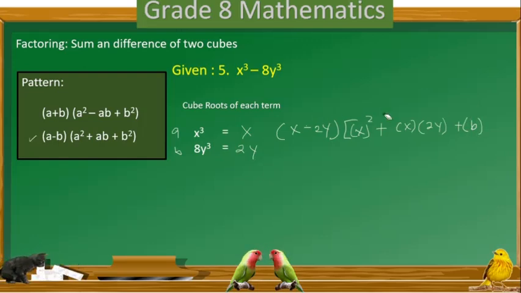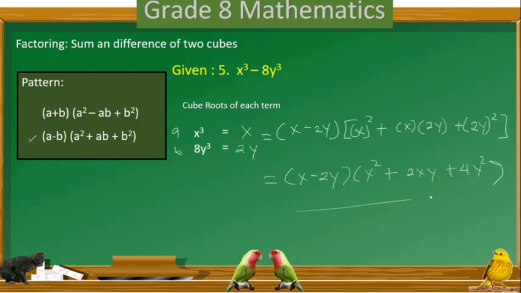What's the value of B? The value of B is 2y. This is 2y squared. Okay, so simplify. Copy the first quantity, x minus 2y, then x squared, then plus 2xy plus 4y squared. Okay, that's it.